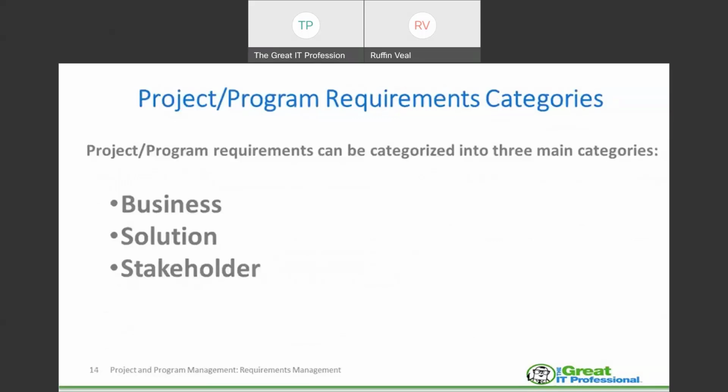Let's talk about project and program requirements categories. There are three categories: the business, the solution, and the stakeholder. These are the requirements categories, so I want you to keep those in perspective as we move forward here.